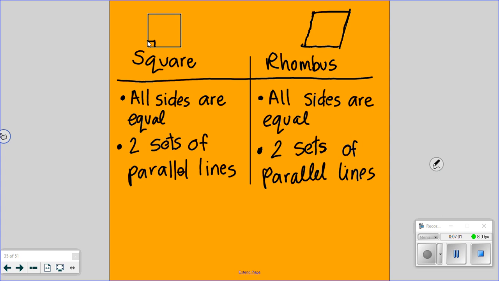Yeah, so underneath square, we're going to write all square corners. What about a rhombus? No, those are not square corners because I can't put a perfect square in there. They would either be squished or stretched out.